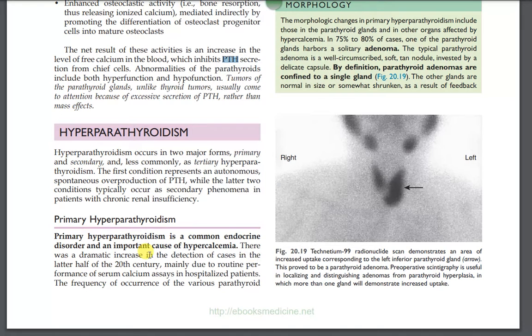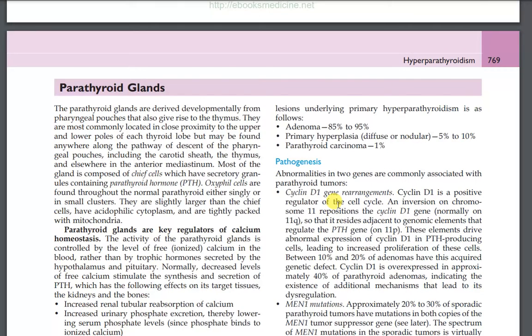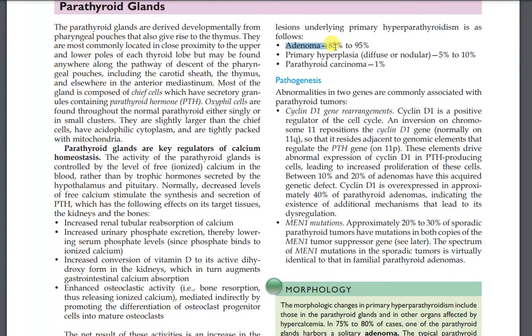It's a genetic lesion, of course. It happens first of all due to adenoma, 85 to 95%. Almost in all cases it's a benign tumor. Sometimes it's primary hyperplasia, which might be diffuse or nodular. It's 5 to 10%, pretty common. And carcinoma is much less common. It's only 1%, might be even less, the percentage of parathyroid carcinoma, because as in the thyroid gland and the pituitary gland, it is located out of the digestive tract, out of connection with the outer environment.